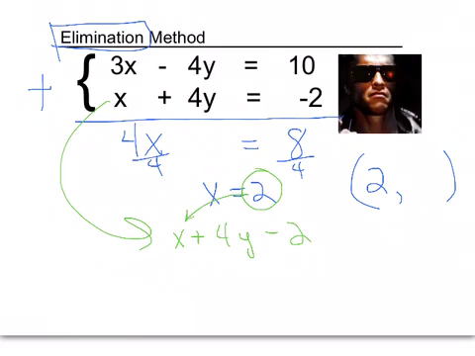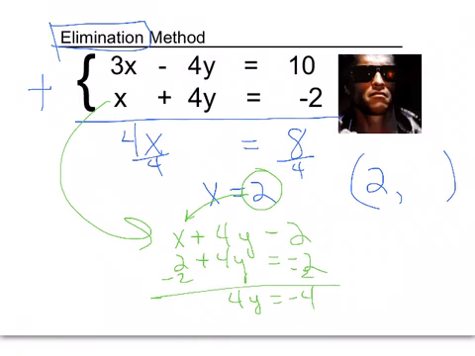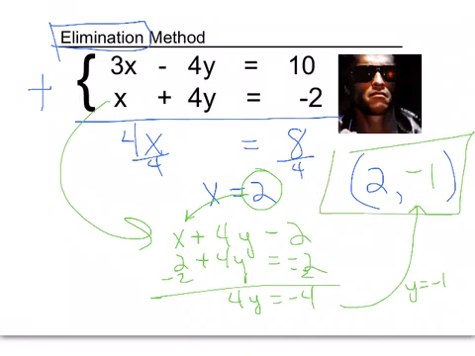Now to figure out the something, come over here, x plus 4y equals negative 2, and put that 2 in for x. So 2 plus 4y equals negative 2. Minus 2 on both sides, you see 4y is negative 4. So y equals negative 1. And I plug that in there. There's my answer: 2, negative 1. This is called the elimination method. And this particular problem was all set up for you because when you add the two equations together, they add up to 0 right here.